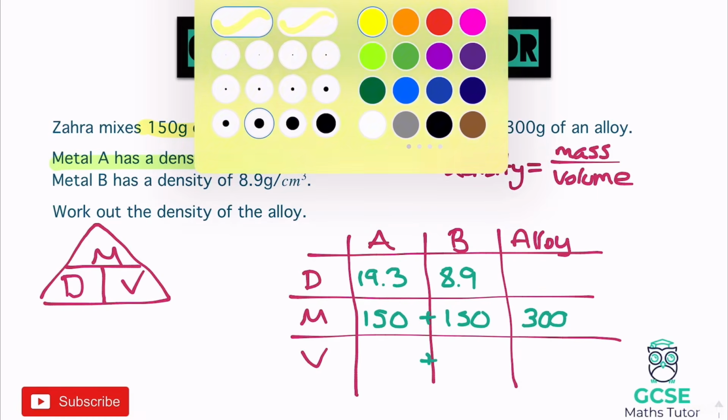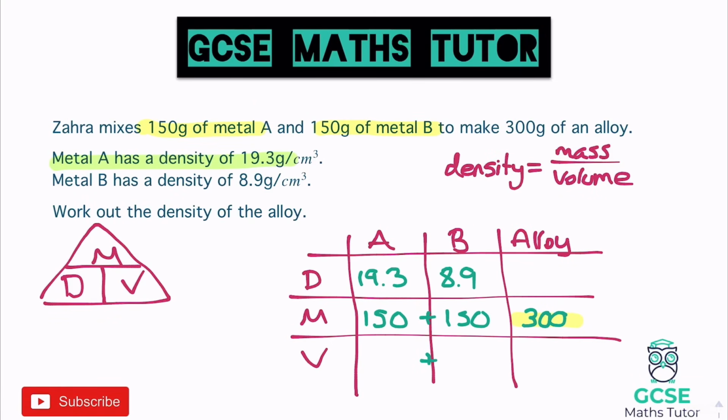We've got that it's 300 grams, but we're missing the volume, so we need to find out what that number is, and we can get that by finding the volume of the other two. This is quite an interesting question because there is the same mass of both. You might be thinking we can find an average, but the volumes are not necessarily the same, so we need to find out what those volumes are.